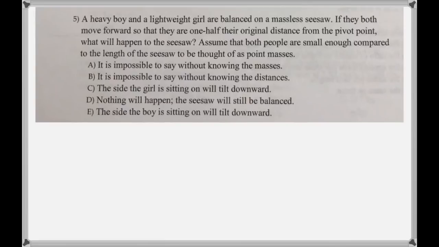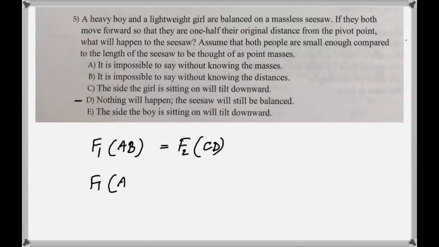Nothing will happen because both move the same distance, don't they? Both move actually 1/2 of what they were already at, so nothing is going to happen. D is the answer. Nothing will happen. The seesaw will still be balanced, because initially, if it was balanced when the distances were AB and CD, now if you make them half of what it was before, the equation still holds, so that means they are still equal.